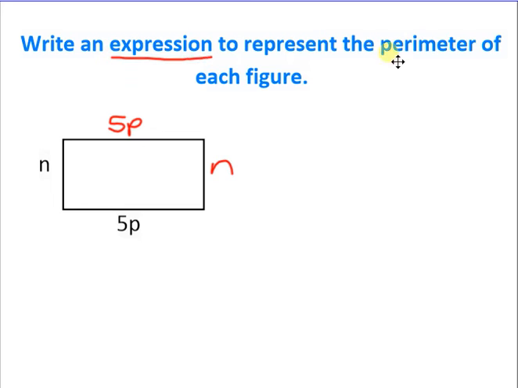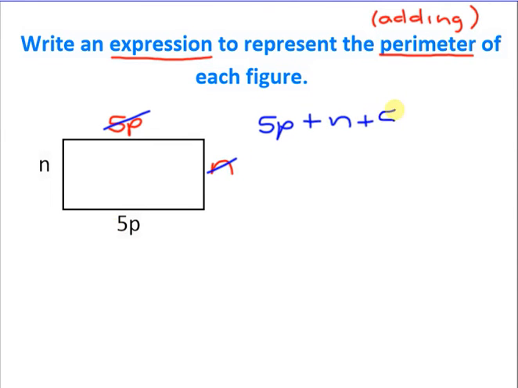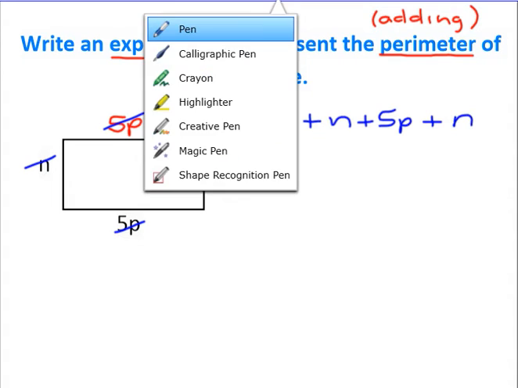We need to write an expression to represent the perimeter. Perimeter is adding all the sides together. So let's write an expression. We have 5p plus the next side, n, plus another 5p, plus the last one, n. Now we need to combine like terms.